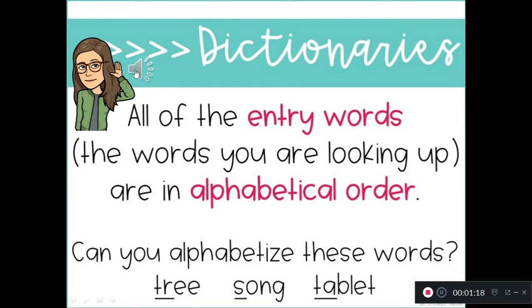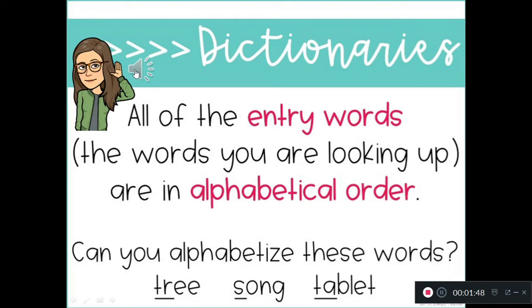If you guessed that all of the entry words in the dictionary are listed in alphabetical order, then great job. Give yourself a pat on the back. Give yourself a thumbs up. Excellent work. But what does alphabetical order mean? It means that the words appear by the first letter according to the alphabet, then you move on to the second letter, still according to the alphabet, so on and so forth until you have run out of letters.